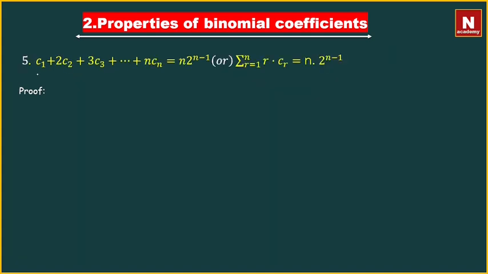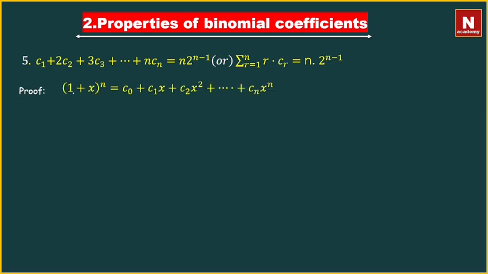Let us start property number 5. C1 plus 2C2 plus 3C3 and so on n into Cn equals the formula n into 2 power n minus 1. Or simply we can express it in terms of sigma: sigma r equals 1 to n of r into Cr equals n into 2 power n minus 1.